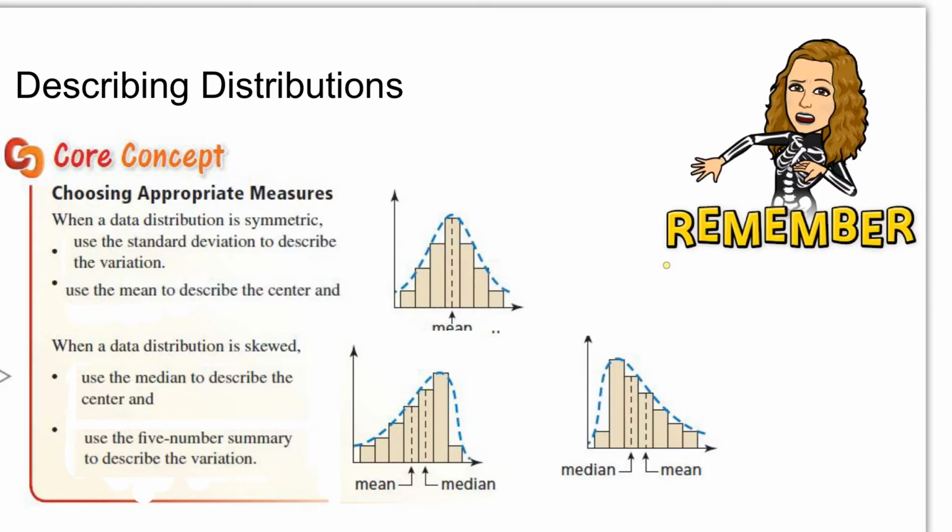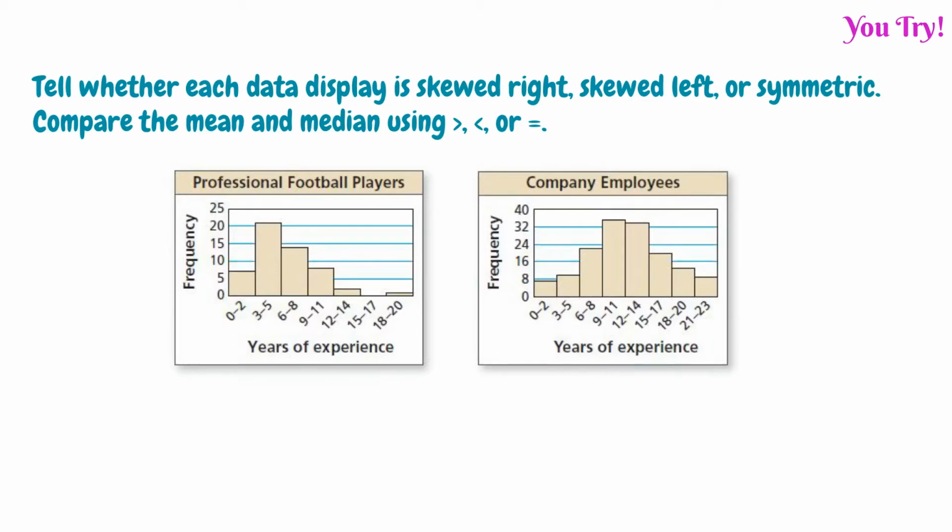If it's a skewed right histogram, the median is smaller than the mean. So in a skewed left, the mean is less than the median, and in a skewed right, the mean is greater than the median. So in this example, tell whether each data display is skewed right, skewed left, or symmetric. Then compare the mean and median using greater than, less than, or equal to.